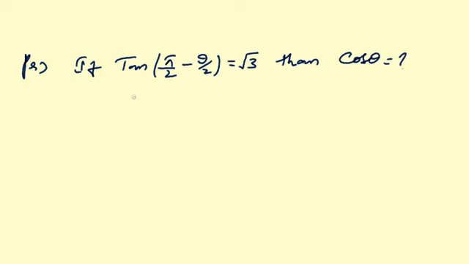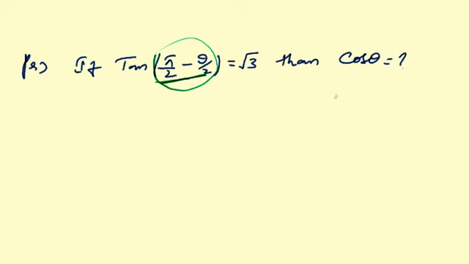But friends, just look at these things. It's not such a difficult problem. You need not have the formula of tan(A minus B). So let us say this is some value. This is something. We say that tan of something is equal to root 3.